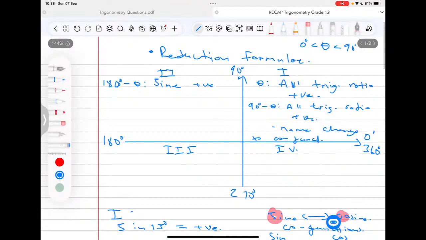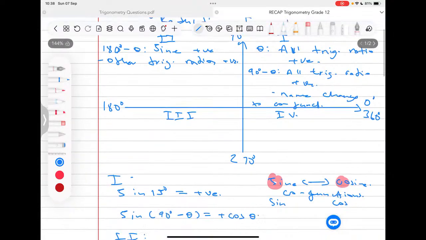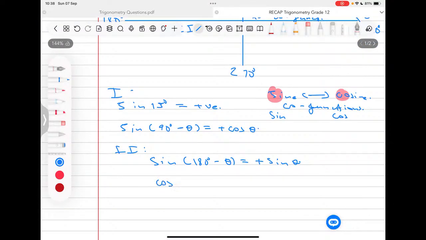Now, in the second quadrant, all other trig ratios are negative. So here we'll then come and say other trig ratios are negative. So what does that mean? That means if I were to have a cos of 180 degrees minus theta, the first thing that I do is to check this angle is in the second quadrant and I'm having a cos here. It then means my answer has to be negative, because in the second quadrant, only sine is positive.